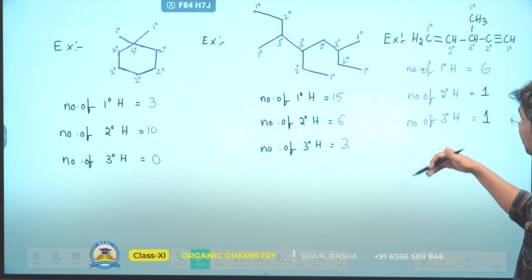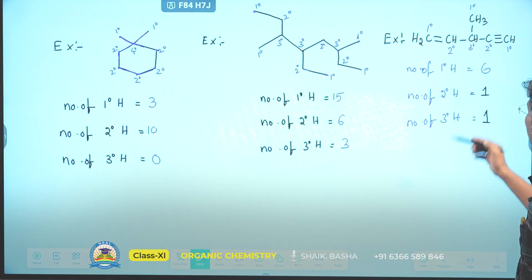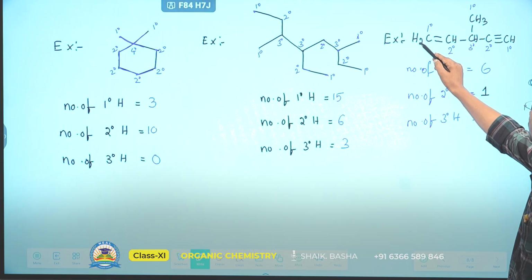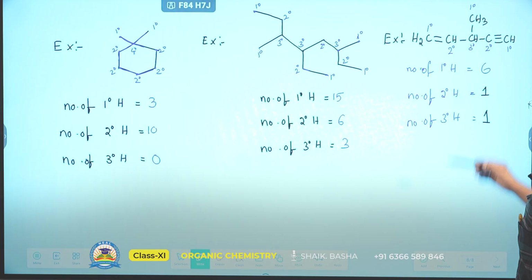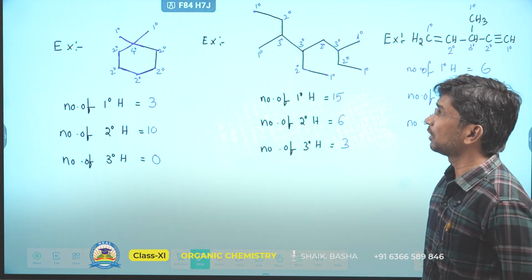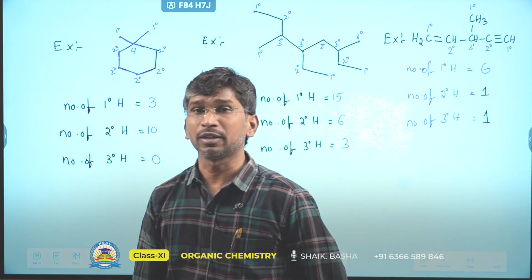Here how many types of primary hydrogens are possible? This is primary hydrogen: double bond carbon primary hydrogen, single bond carbon primary hydrogen, triple bond carbon primary hydrogen. Total 3 types of primary hydrogens are possible. Okay. Then this is about the types of hydrogen atoms. Next topic, hybridization.